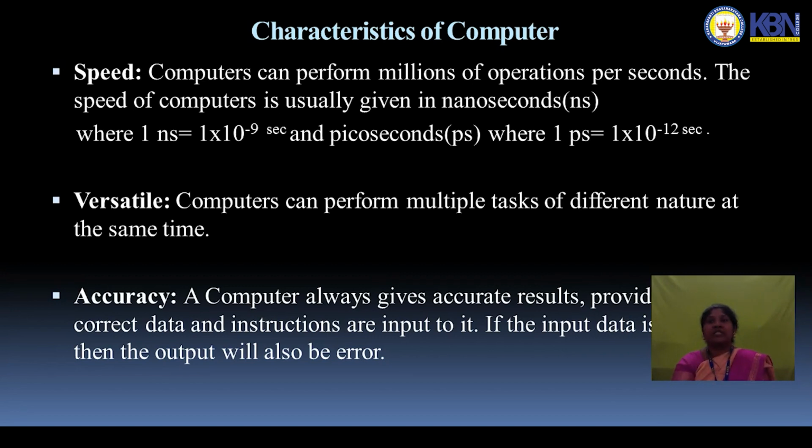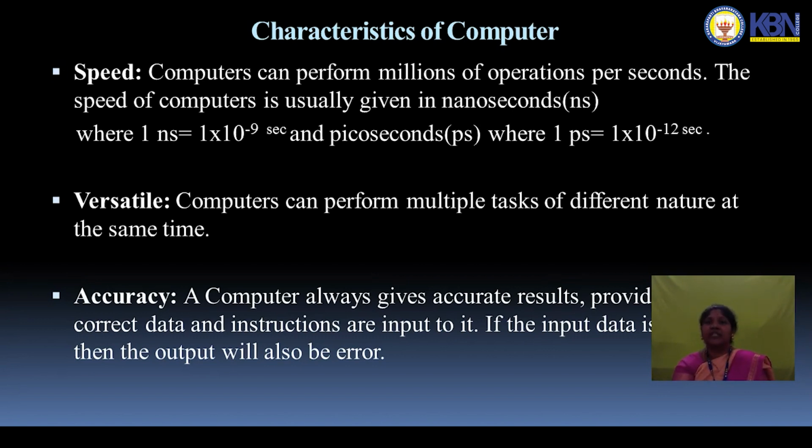So we call it garbage in, garbage out. A computer always gives an accurate result, provided correct data and instructions are given as input. So garbage in, garbage out. Whatever we give, if we give the wrong input, then we will get the wrong output. So the output will also be an error.